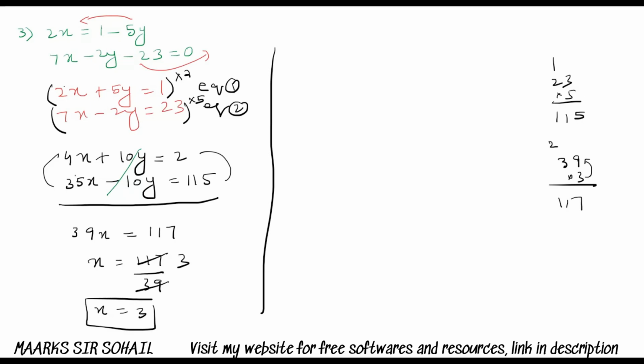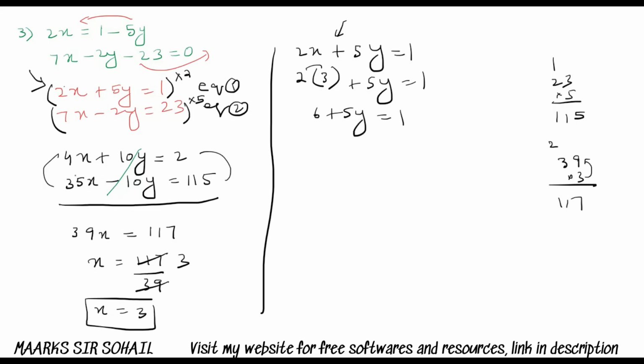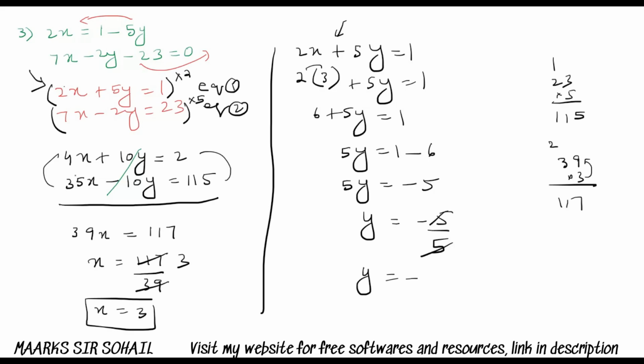Again, the first equation is slightly easier with smaller coefficients, so I will use this. I'll rewrite this equation: 2x plus 5y equals 1. Once you get used to it, you can directly put in the value rather than copying the whole equation. So 2 into 3, because I am replacing x with 3, plus 5y equals 1. Now 2 3s are 6, so 6 plus 5y equals 1. 5y equals 1 minus 6, so 5y equals minus 5. y equals minus 5 upon 5. This 5 will cancel, so y equals minus 1.